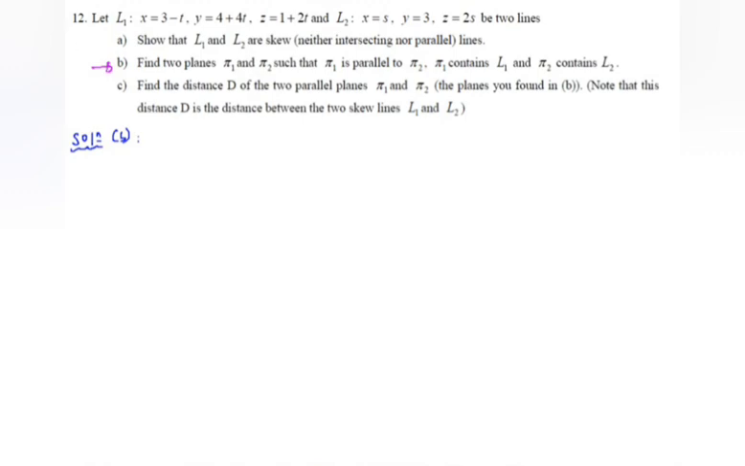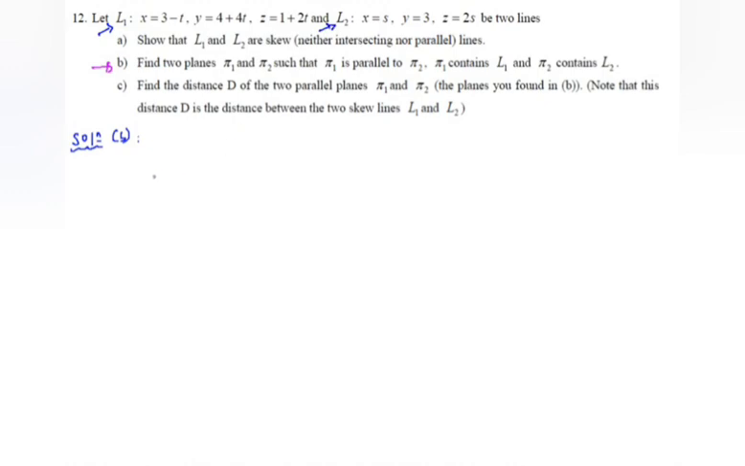Okay, going to B, there are principles that we need to know. These two lines L1 and L2 are skew. That means they are found in different planes. Those planes are in fact parallel. So we are going to calculate the two parallel planes containing L1 and L2.